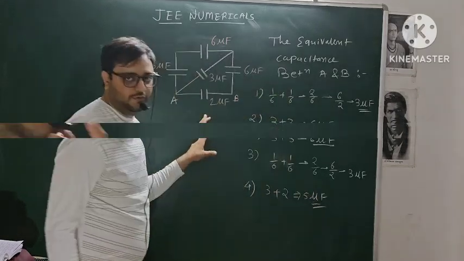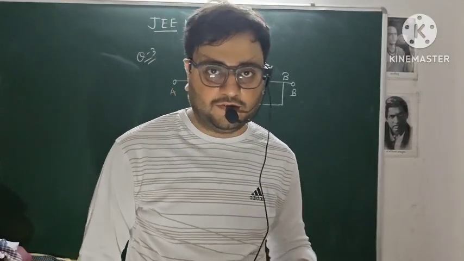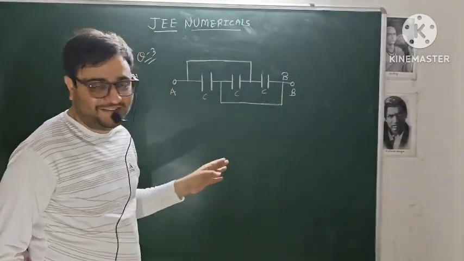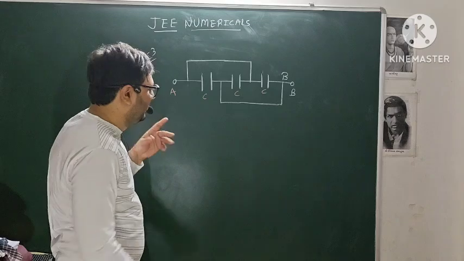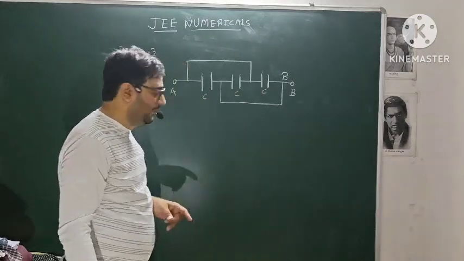Okay, thank you. Now the next numerical from the capacitance. See, there are 3 capacitors that we have given. We need to find out the equivalent capacitance between point A and B. How can we find out?